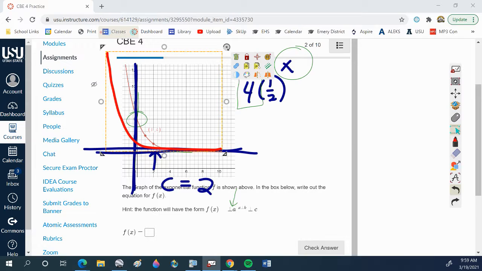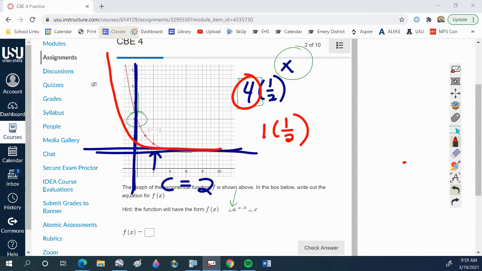So basically, to convert the 4 into a 1, I have to do x minus 2, and then to lift the graph up, I need to do plus 2. Yeah, it's a lot harder to understand though. Okay, so both ways work.